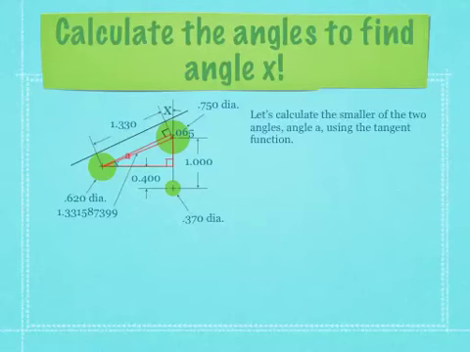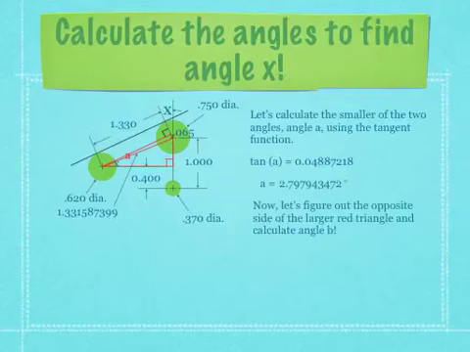Since we have the adjacent and the opposite, we'll use the tangent function. The tangent says that the opposite divided by the adjacent is equal to the tangent, in this case, of angle A. So 0.065 divided by 1.330 gives us 0.04887218. And looking up the arctangent of that gives us an angle A of 2.79794347 degrees. That's angle A.